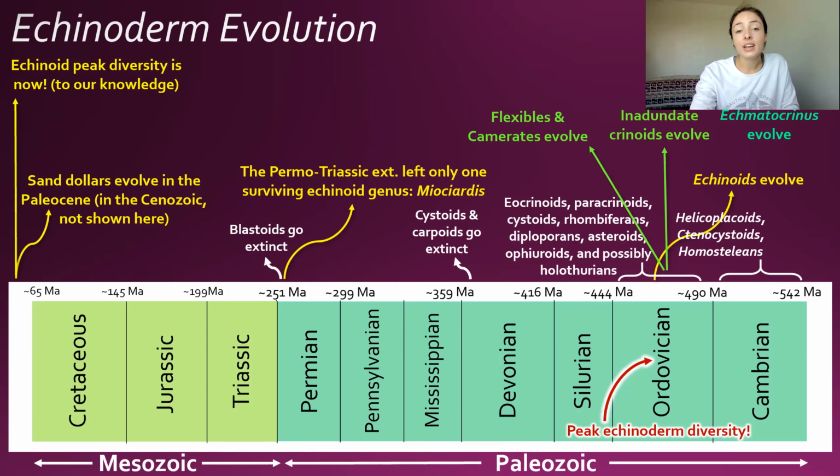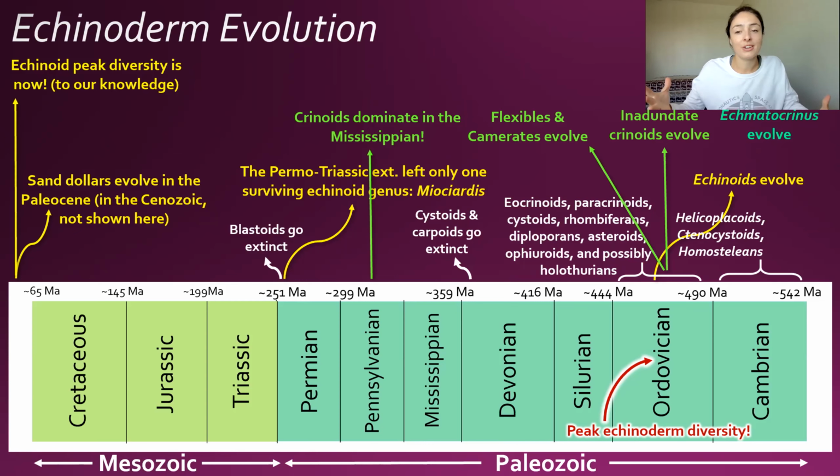But more certainly, we do have the inadunate crinoids evolve in likely the early Ordovician, which then led to the flexible and camerate crinoids evolving in the mid to late Ordovician, and then crinoid peak diversity, like I mentioned earlier, in the Mississippian, where we would have had those beautiful crinoid gardens. And then the next event, not shown here just because of lack of space, was actually these three major groups of crinoids, the inadunates, flexibles, and camerates, going extinct at the end of Permian extinctions.